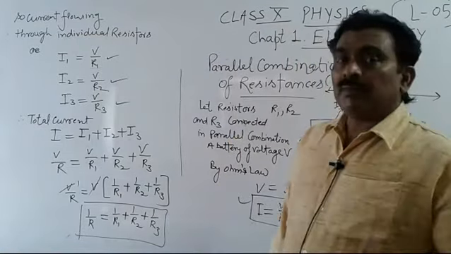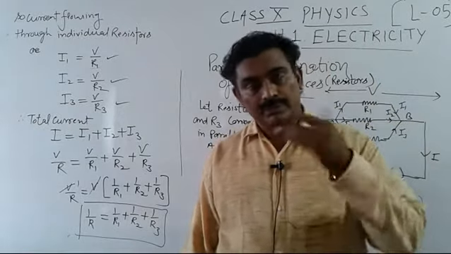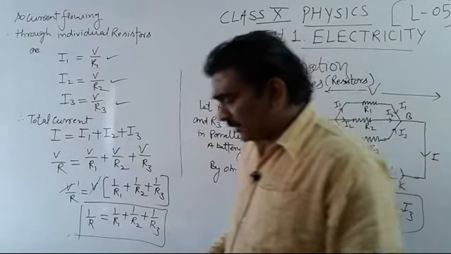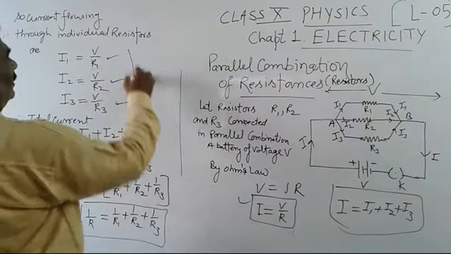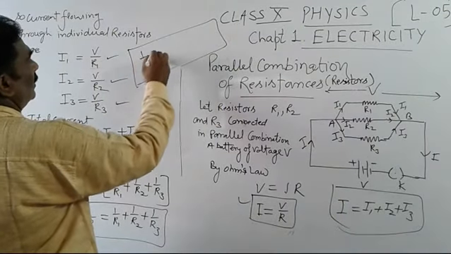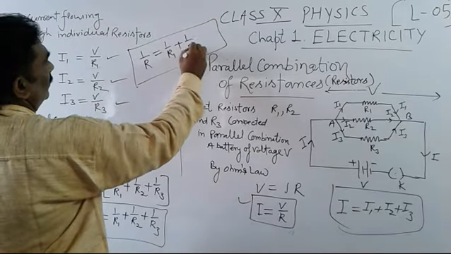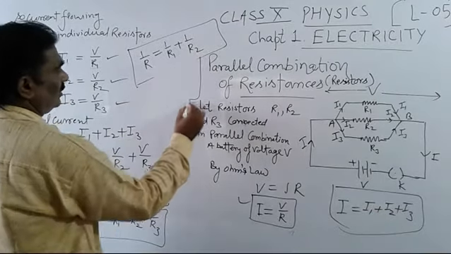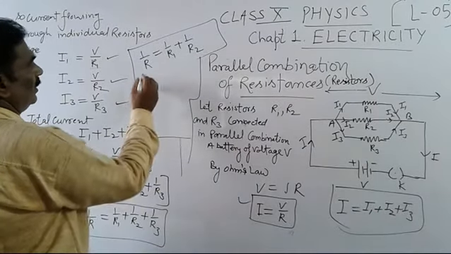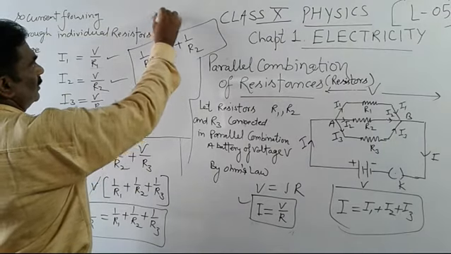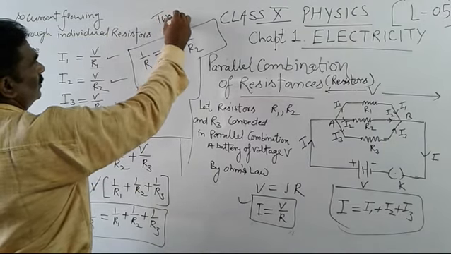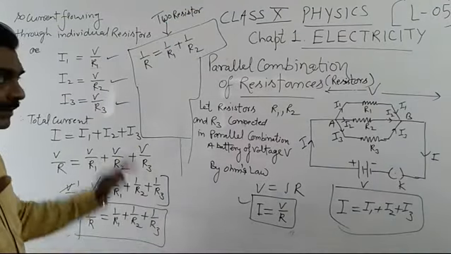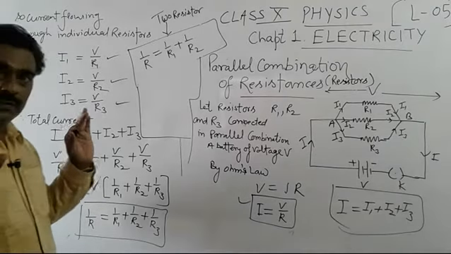Students, there may be 2 resistors, 3 resistors or more than 3 resistors. Similarly, if there are only 2 resistors, then we can write 1 upon R is equal to 1 upon R1 plus 1 upon R2. This is in the case when there are 2 resistors. And the previous one is the derivation for when 3 resistors are combined in parallel.